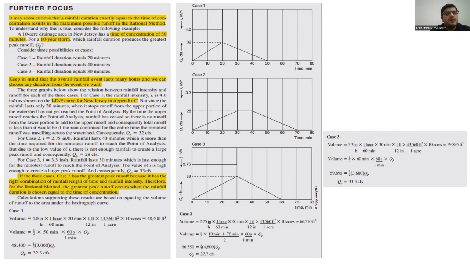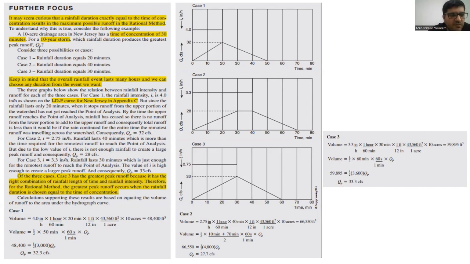But since the rainfall lasts only 20 minutes, when it stops, runoff from the upper portion of the watershed has not yet reached the point of analysis. So the water from the remotest point has not reached the point of analysis and the rainfall event has stopped. By the time the upper runoff reaches the point of analysis, the rainfall has already ceased.